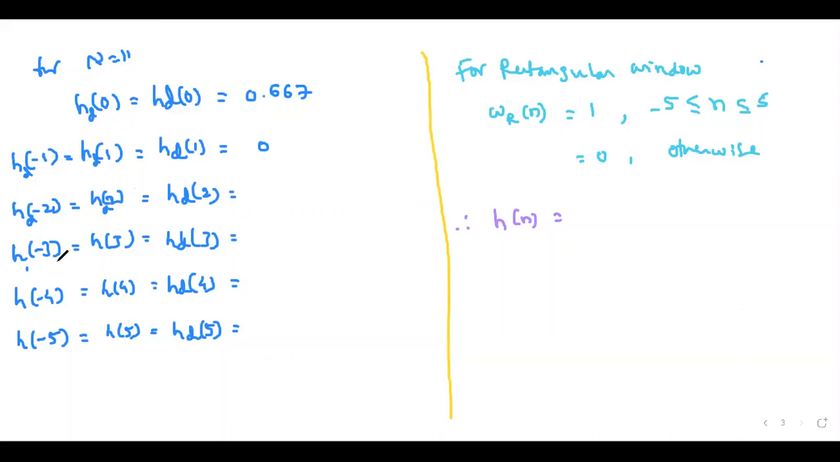All these are HD values only, because h of n is equal to hd of n into window w of n. Sir, h of 2 is 0.275, sir. Next, entry of 3.